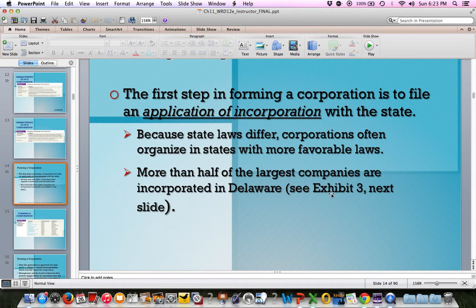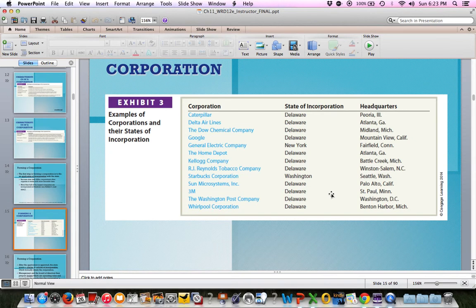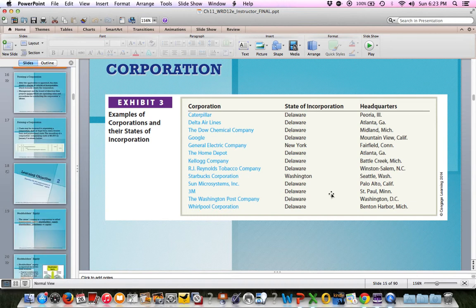So to become incorporated, the first step is to apply to become incorporated in whatever state you want to be incorporated in. State laws differ. Corporations are organized in states with more favorable laws, and Delaware is one of those states where the laws are very favorable, and many corporations are incorporated in Delaware. The next slide will show some really big companies and where they're incorporated, which could be completely separate from where their company headquarters is. They don't have to be in the same place.